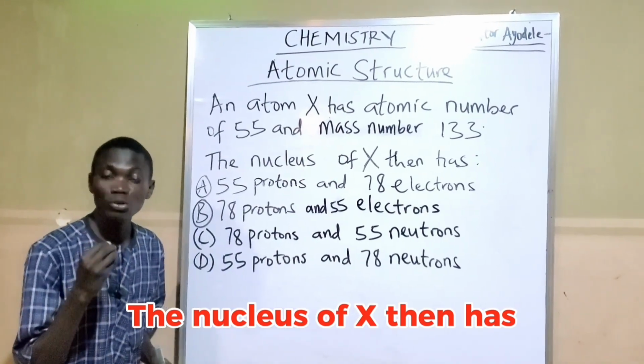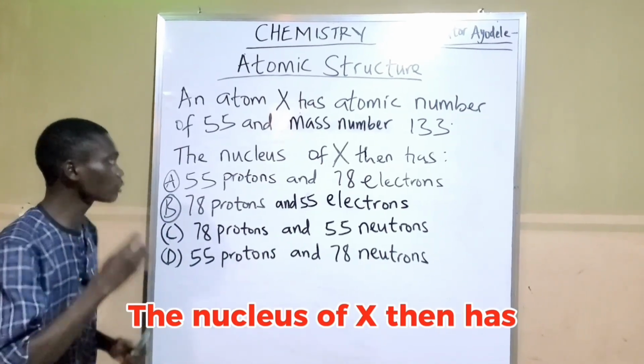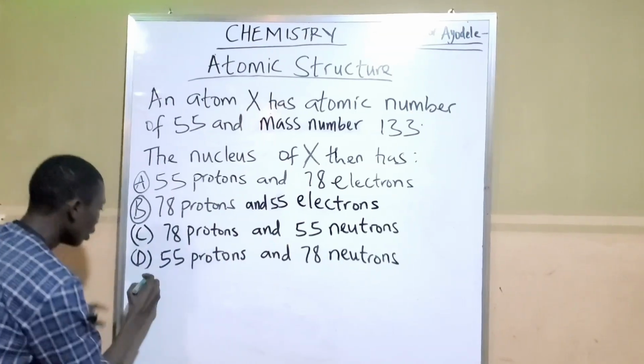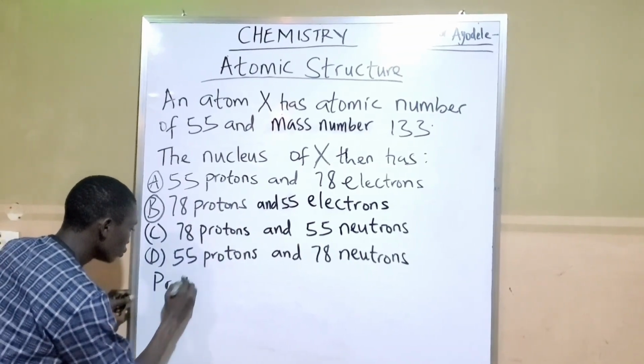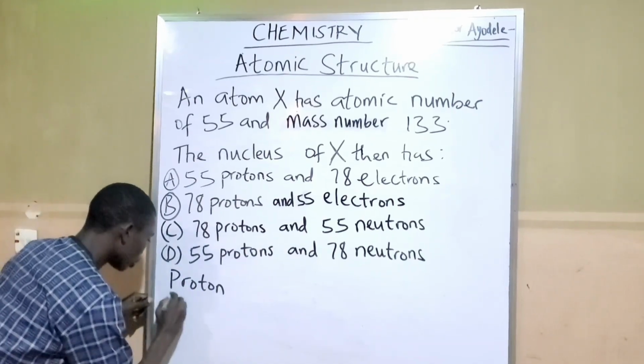Two subparticles are present in the nucleus. Take note, two subparticles are present in the nucleus. In the nucleus, what are those two subparticles? Number one, we have proton, and the second one is the neutron.